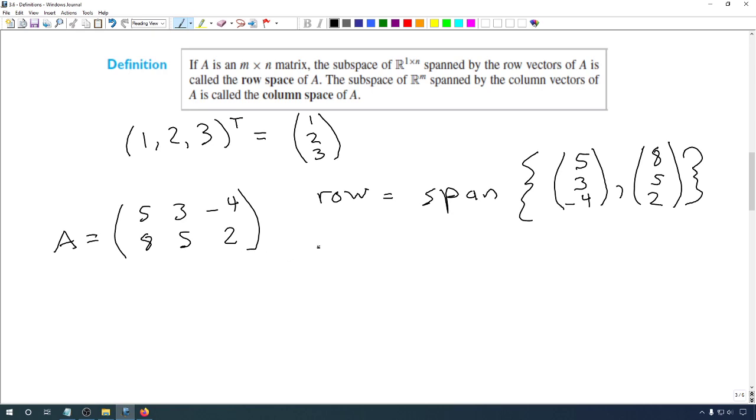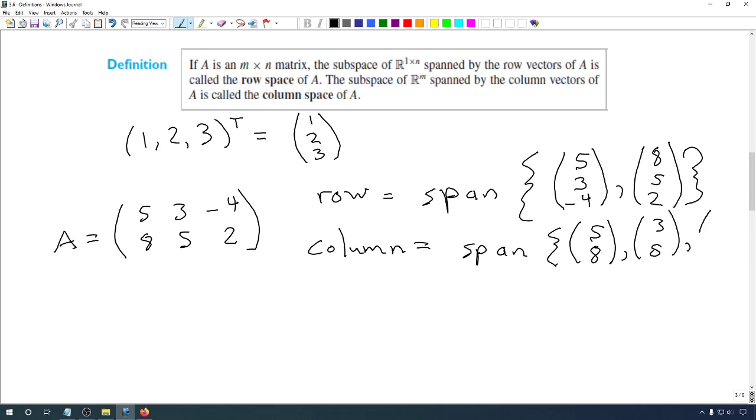The column space, on the other hand, now we're just taking the span of the column vectors. So the first column is 5, 8. The second column is 3, 5. And then we have a third column of -4, 2. I'm kind of going off the page. I'm sorry about that.